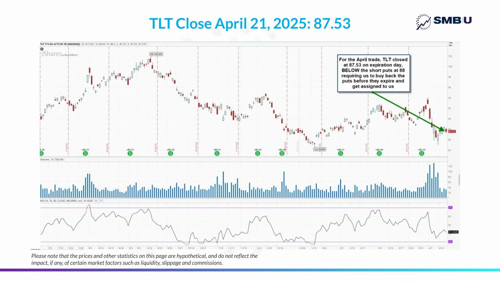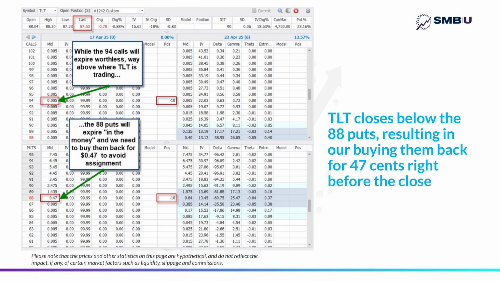Something interesting happened on this trade, because if we move ahead to expiration on April 17th, you'll notice that TLT closed at 87.53, which is actually below the puts that we sold at 88. And so when this happens, the correct protocol is to close that option before it expires so that you do not get assigned the TLT shares.